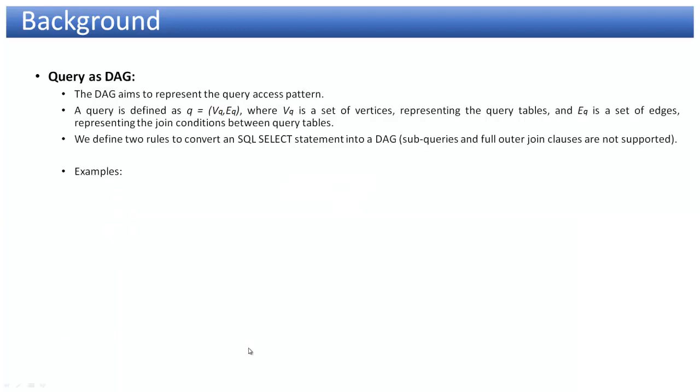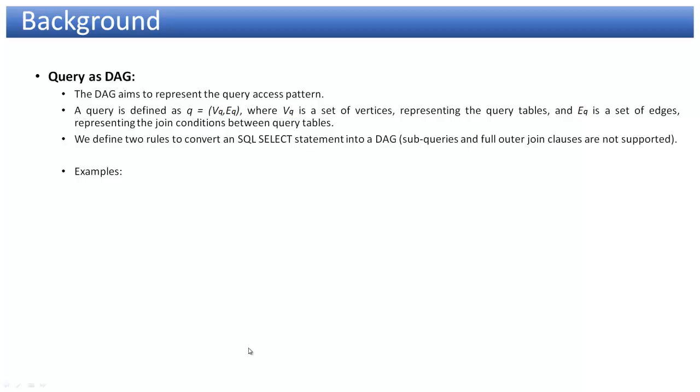We also represent application queries as DAGs. The DAG aims to represent the query access pattern. A query is defined as Q = (VQ, EQ), where VQ is a set of vertices representing the query tables, and EQ is a set of edges representing the join conditions between query tables. We define two rules to convert an SQL select statement into a DAG. Subqueries and full outer join clauses are not supported.